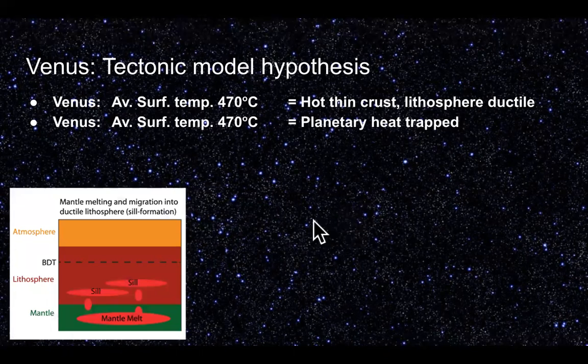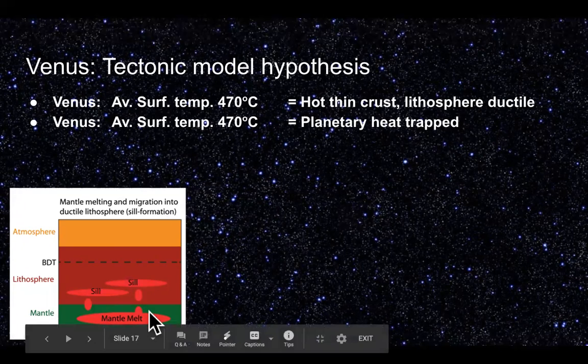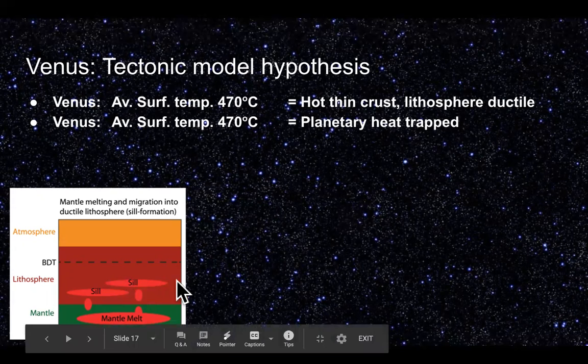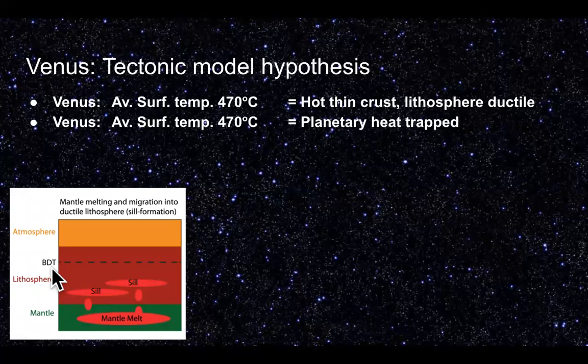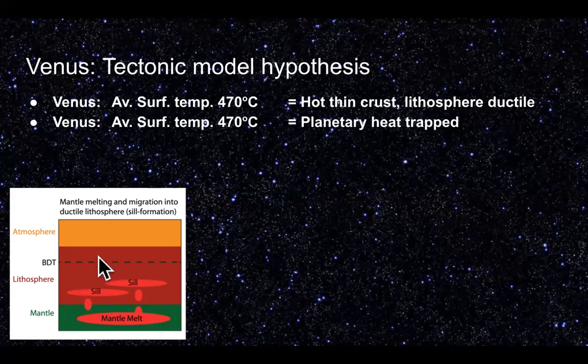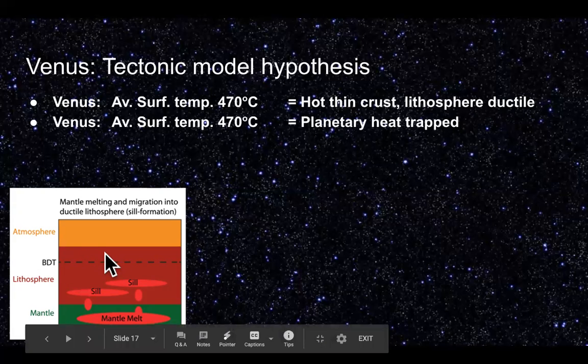What tends to happen is that mantle, which has melted, tries to bubble up. Of course, the ductile lithosphere moves aside, and so it becomes horizontal sills, which is magma chambers. The BDT is the brittle ductile transition zone. Effectively, if you were thinking of this as a creme brulee, this would be the hard part of the creme brulee, and this would be the part which is relatively creamy. So the creme brulee part in Venus is actually very thin.